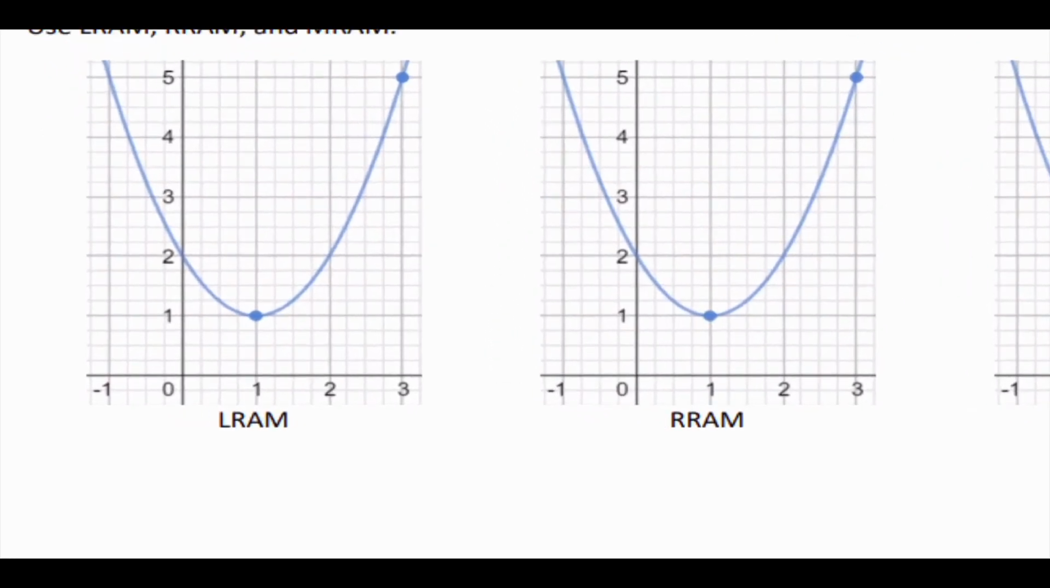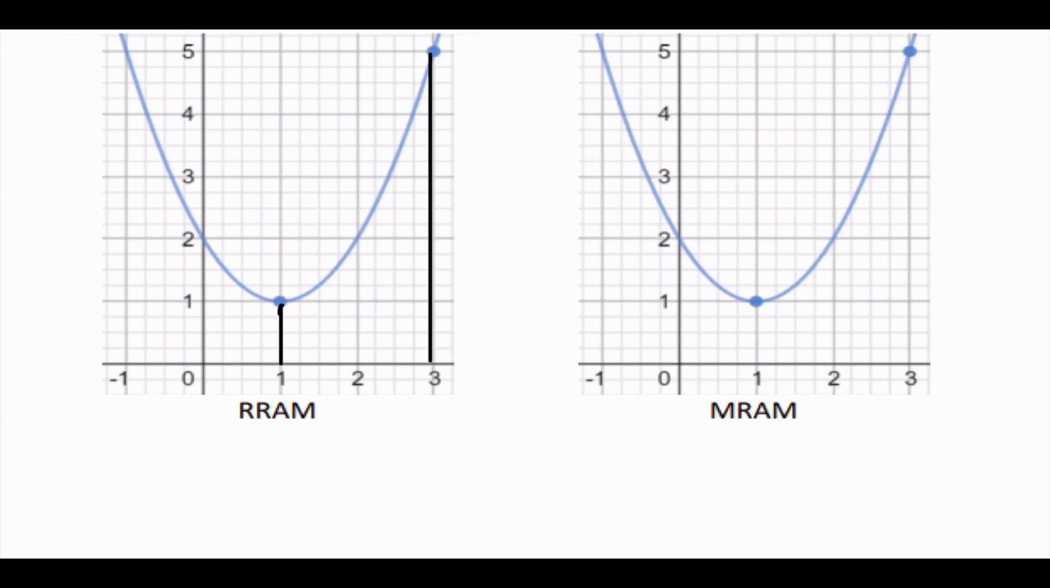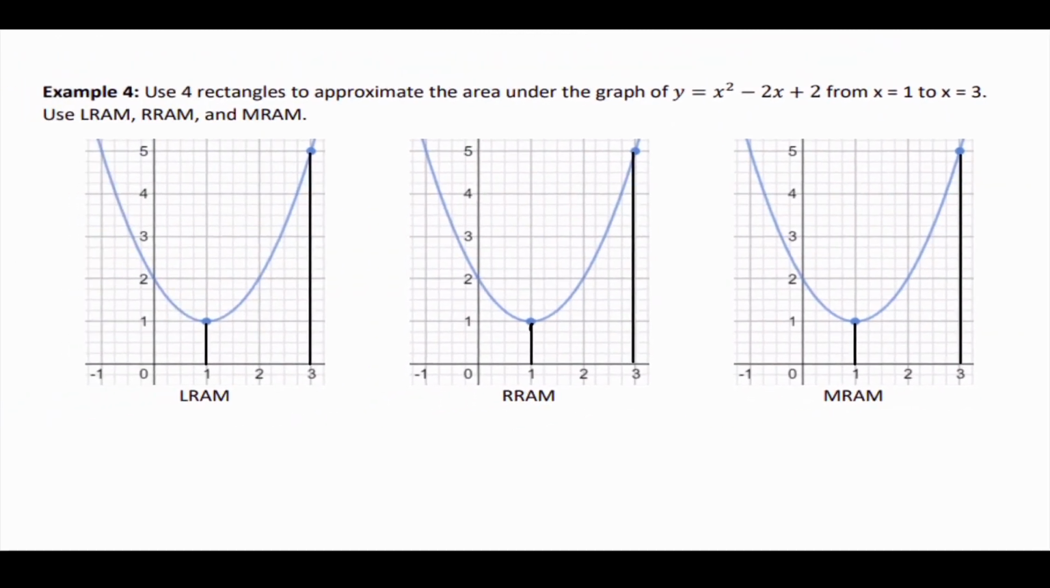Okay, so let me section off 1 to 3. So 1 starts here, 3 ends here. For each of these, it's the same area, same graph, same area, but we're going to use 3 different methods. Same area, same region. Finding this area under the curve. We're going to find this yellow part, the area of that yellow part for all 3 of them.